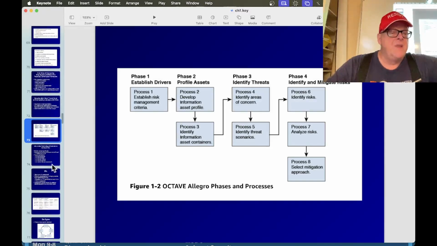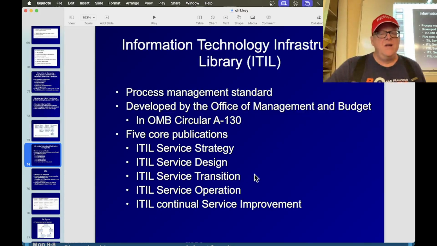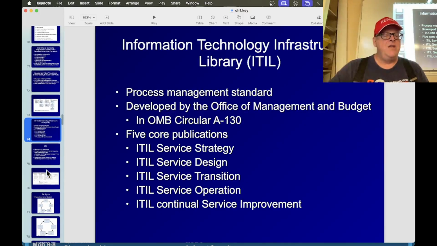It always is. Then there's ITIL, another process management standard from the Office of Management and Budget in the U.S. government, who famously got hacked recently.